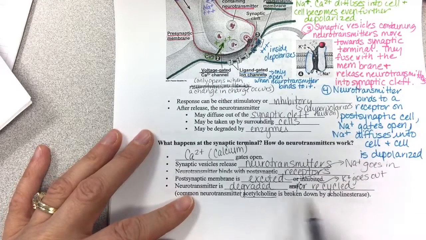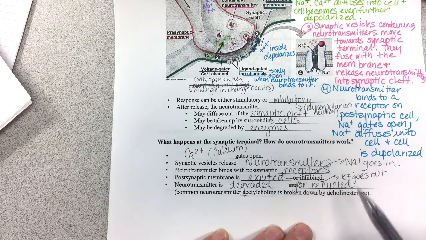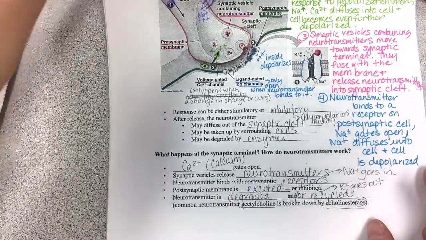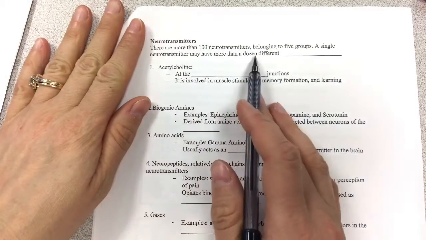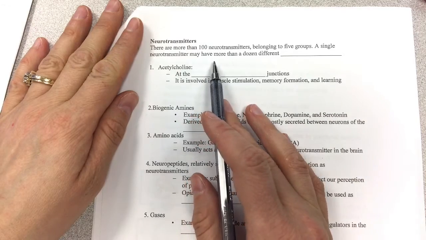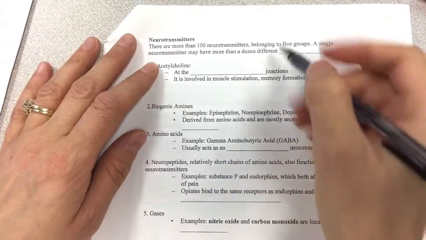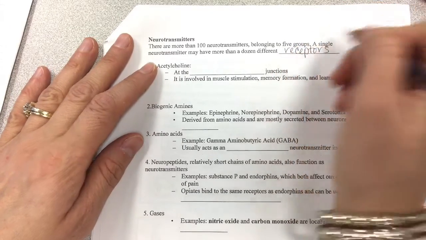And so an example of an enzyme that breaks down that particular neurotransmitter is called acetylcholinesterase. And so notice the ACE for the enzyme. All right, and the last little bit are just to show you that there are different kinds of neurotransmitters. So there are more than 100 neurotransmitters belonging to 5 different groups. A single neurotransmitter may have more than a dozen different receptors in the various types of cells.